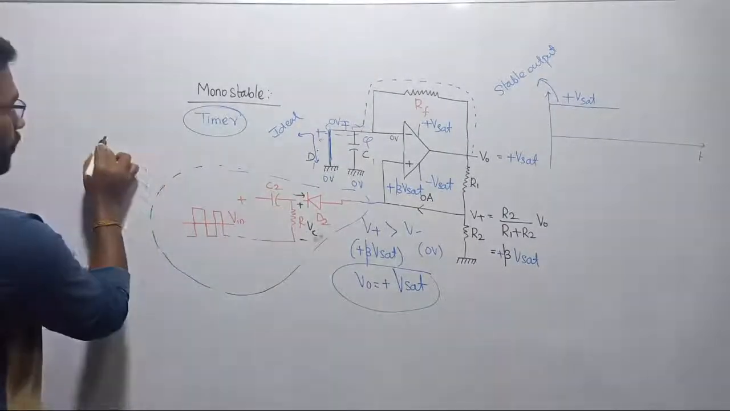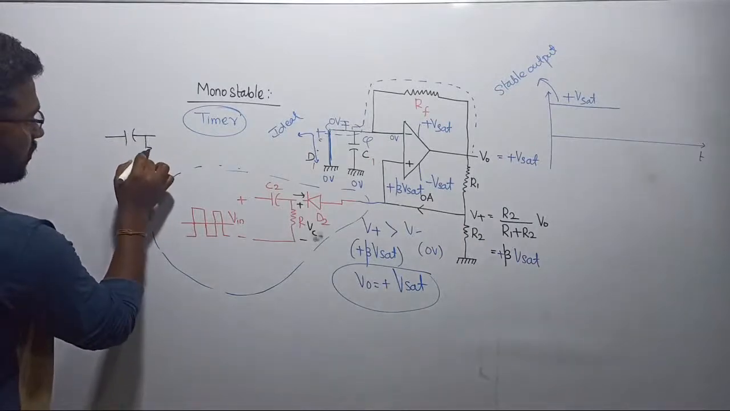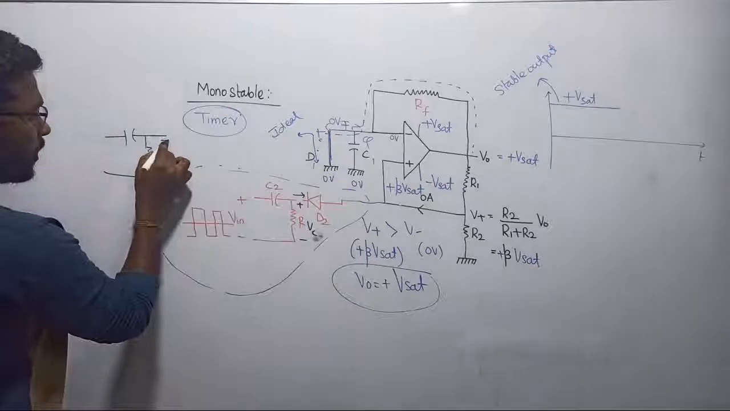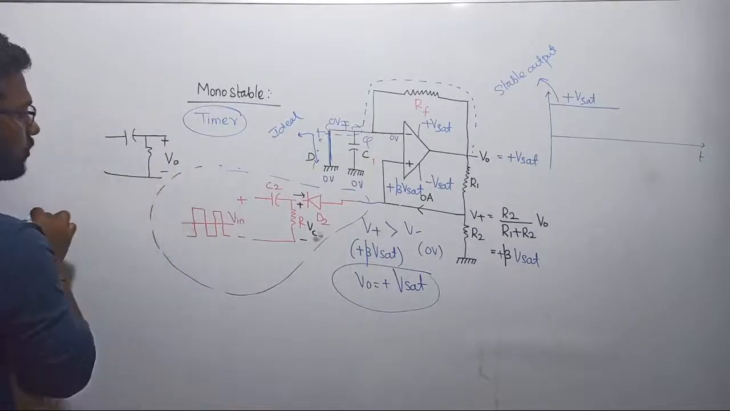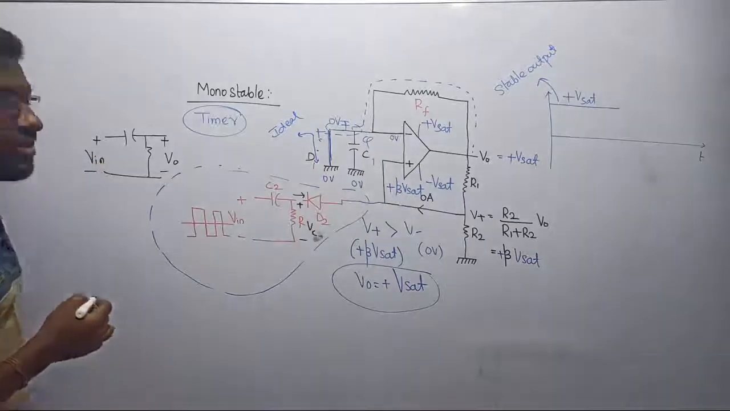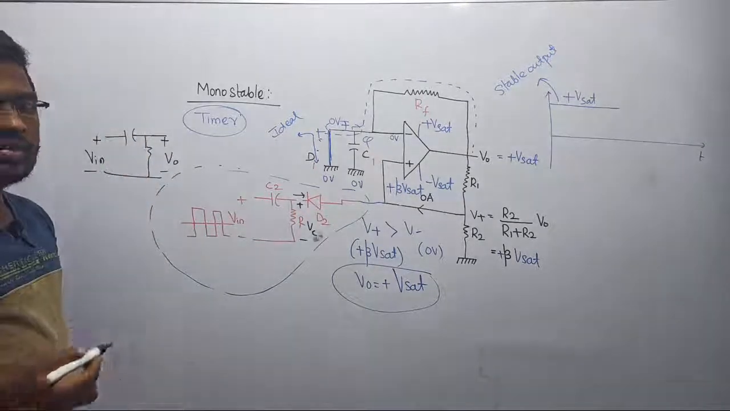There is an RC circuit, a capacitor and a resistor. Whose is this? This circuit is simply called a differentiator, right? I hope you all remember these things, right? That is called a differentiator. This is an RC circuit, this is called what?